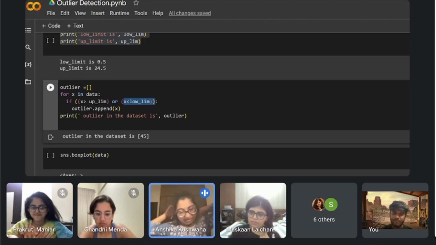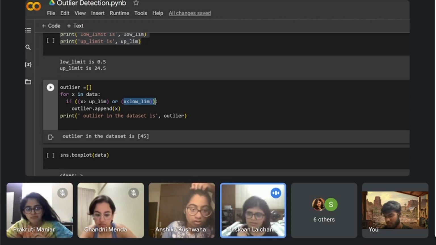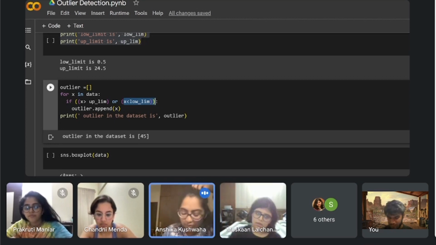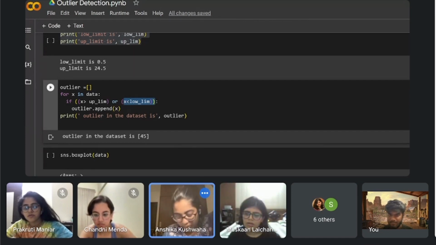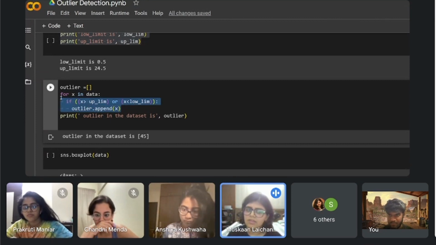Got it. Which loop is this? For loop. And where did it start? From for x in data. For x in data, which means you only need to check the numbers which are in the data. Got it. And what was the other one? While. Okay, I'll ask later. Okay, so now it will start and check all of the numbers in the data.